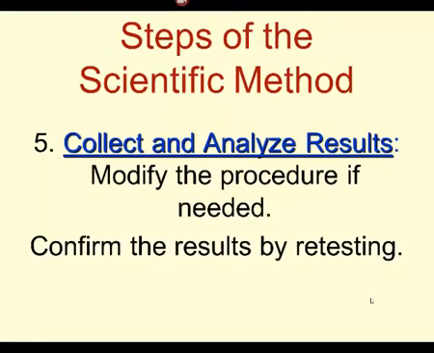So it's important for us to confirm results that we get by retesting. So we might go back into the procedure after we've collected and analyzed results based on some data that we have found, and we may modify those procedures, and then we want to go back through and confirm the results by testing more than one time. Because on occasion we can get what are called outliers.